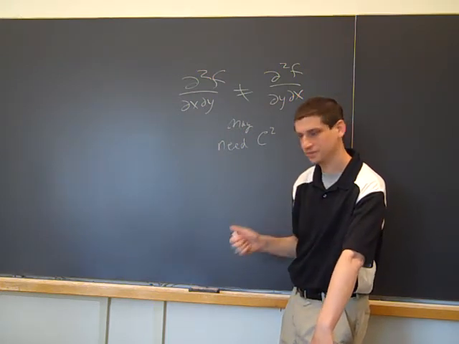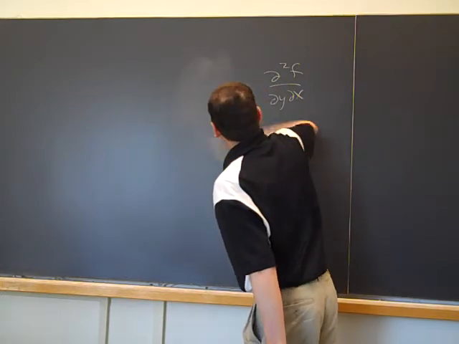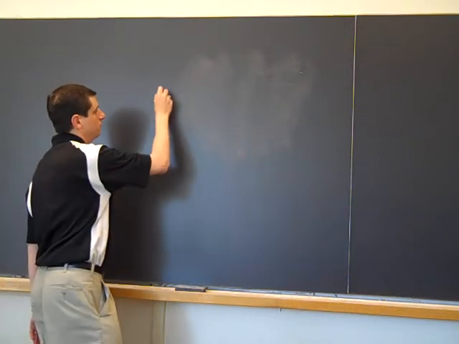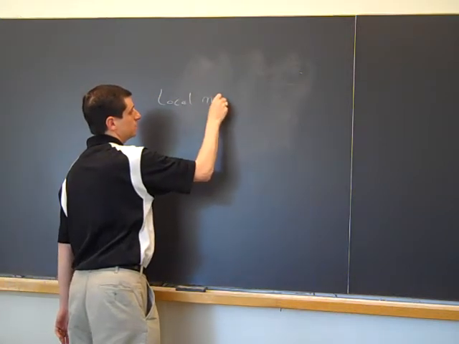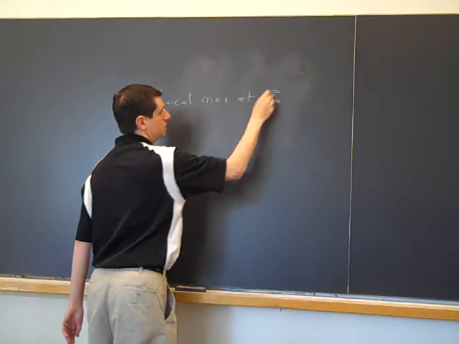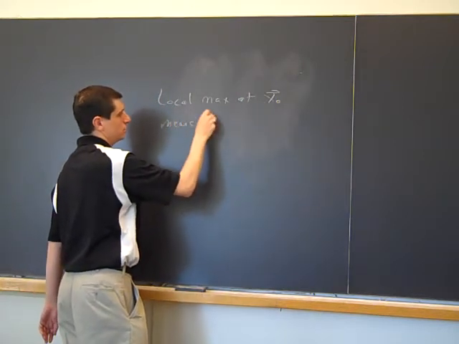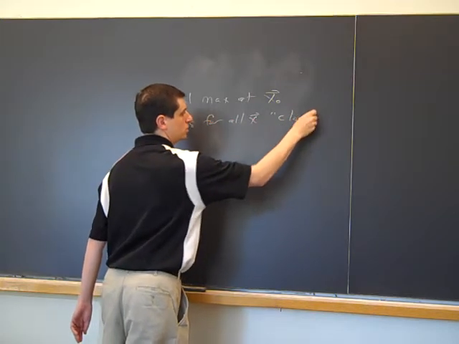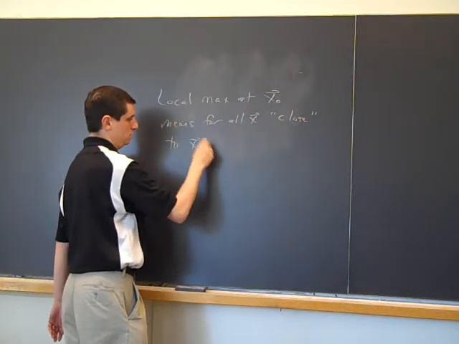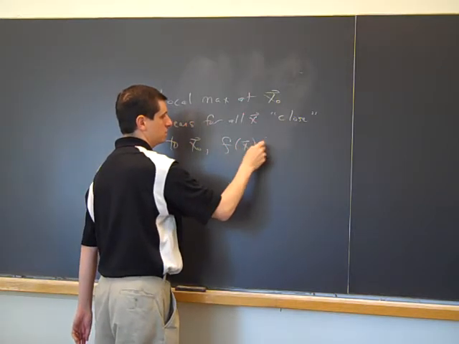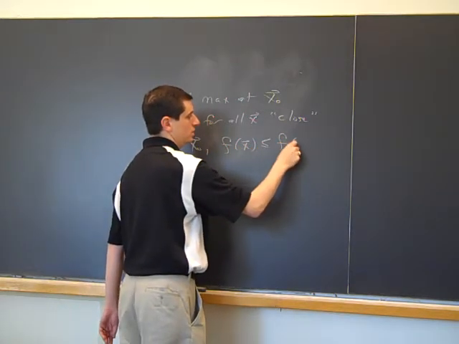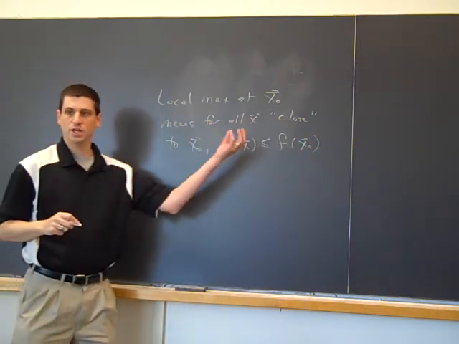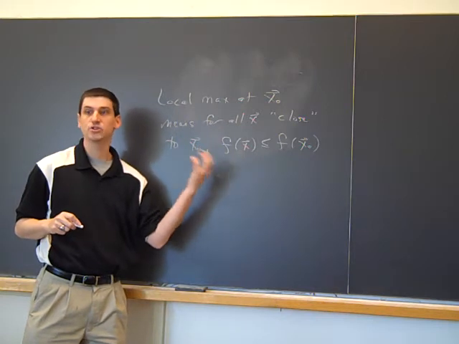Next question. How would you define what it means to have a local maximum at x naught? Okay, so local max at x naught means for all x close to x naught, f of x is less than or equal to f of x naught. If you move a small bit away from it, the function can't get larger.